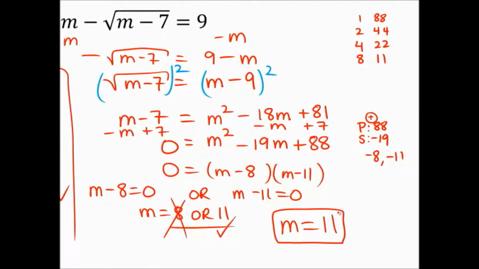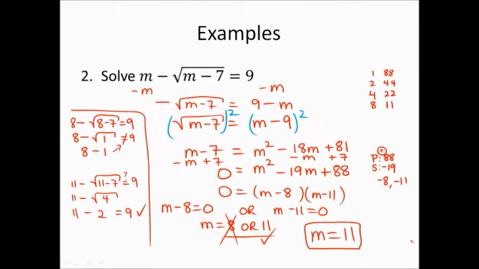It is possible to have no solutions. If neither of these numbers worked, you'd say no solution. If both of these numbers worked, then you would answer both of them.